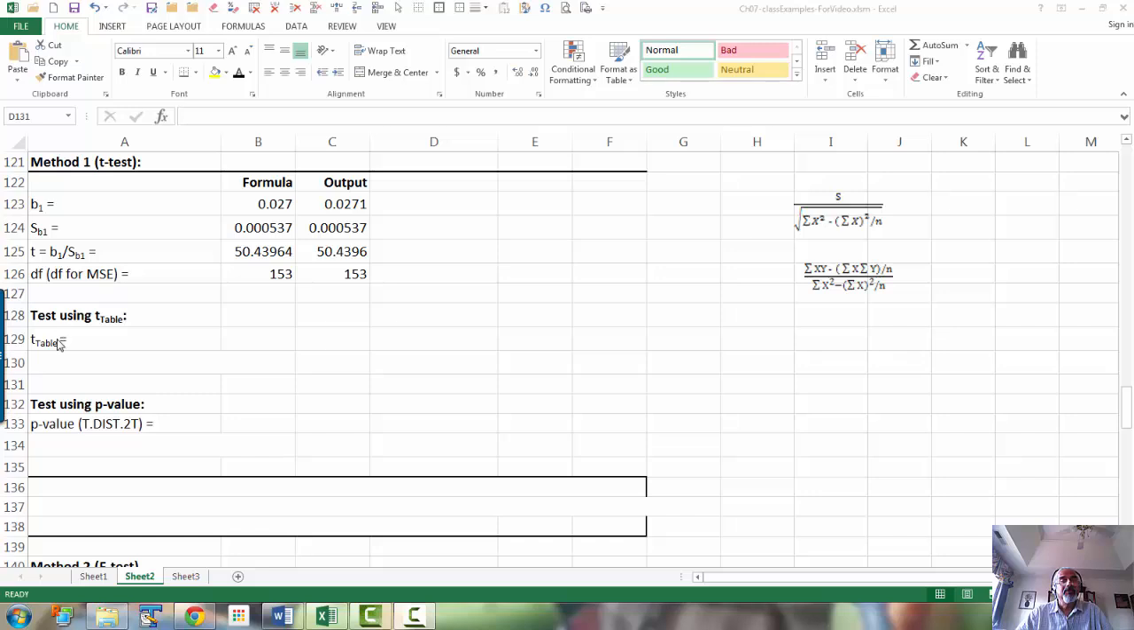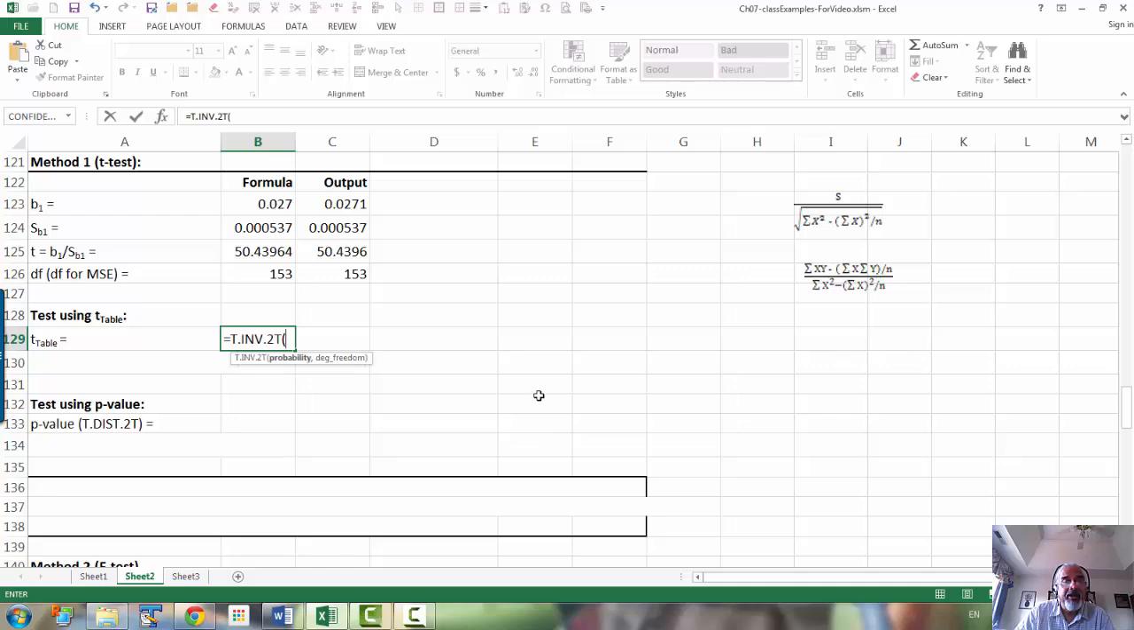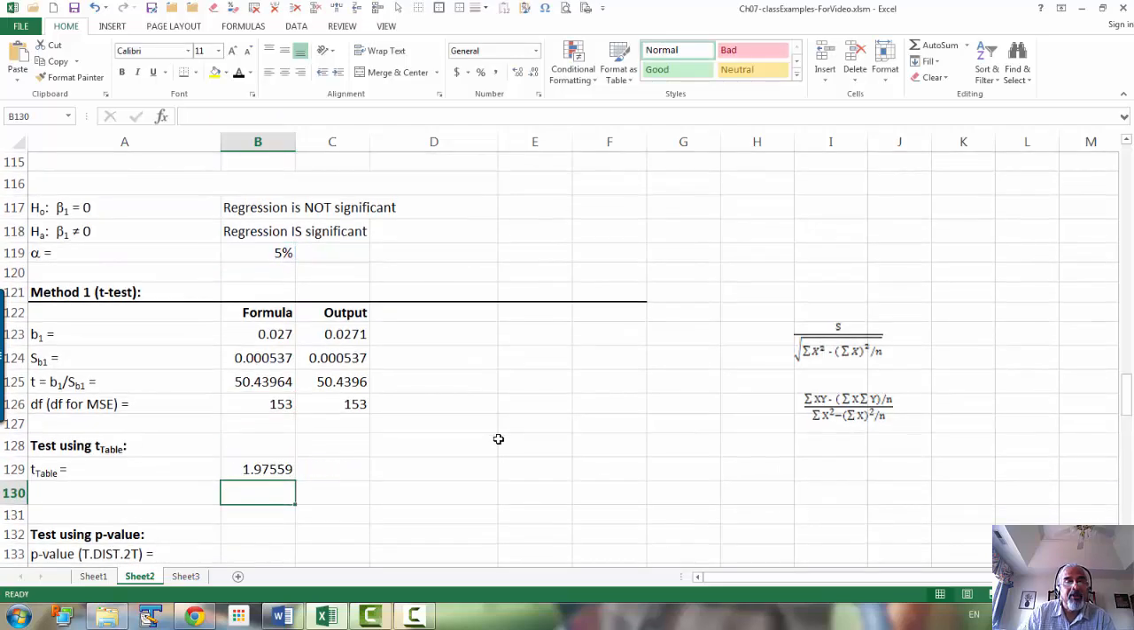Now let's do a t-test. For that, we can either use the t-table value or we can use the p-value, either way. So let's first use the t-table value. The t-table value is given by, this is a two-tailed test, so T.INV.2T, and the first argument is probability, that is alpha, and then degrees of freedom. So this gives us the t-table value. Now t calculated value is greater than t-table value, therefore we reject the null hypothesis.